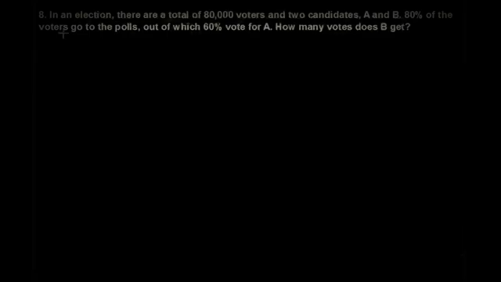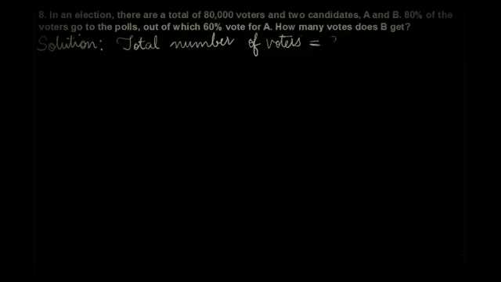Question number 8 says, in an election there are a total of 80,000 voters and two candidates A and B. 80% of the voters go to the polls, out of which 60% vote for A. How many votes does B get? So there are total of 80,000 voters. Total number of voters is equal to 80,000.